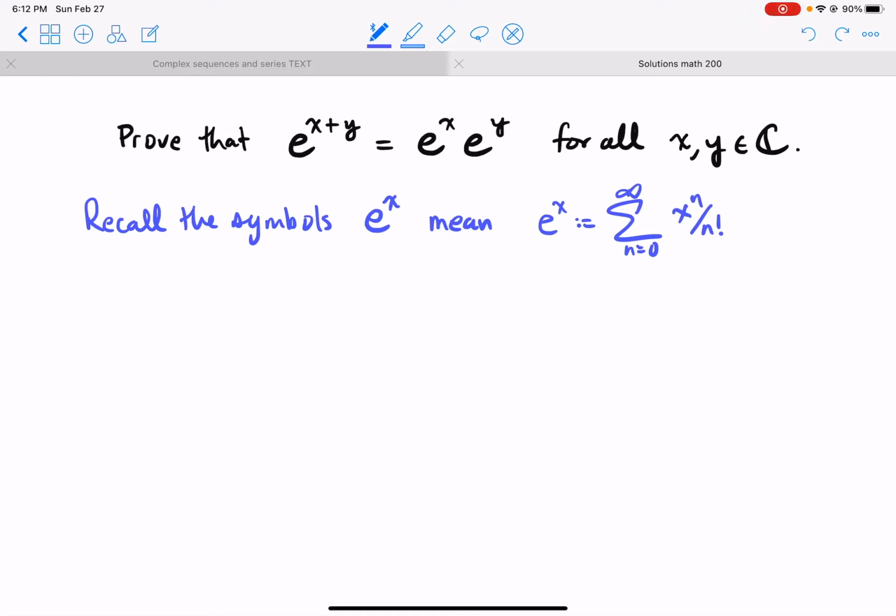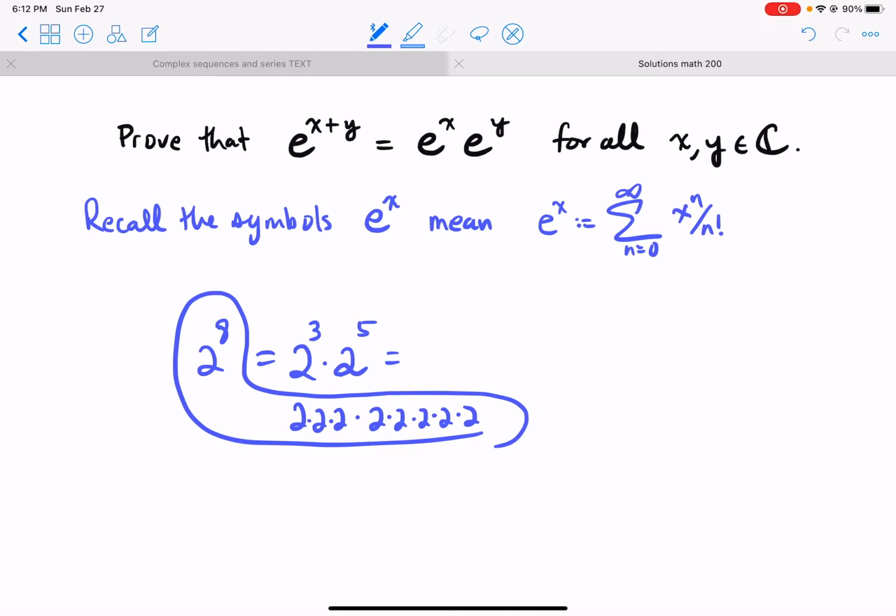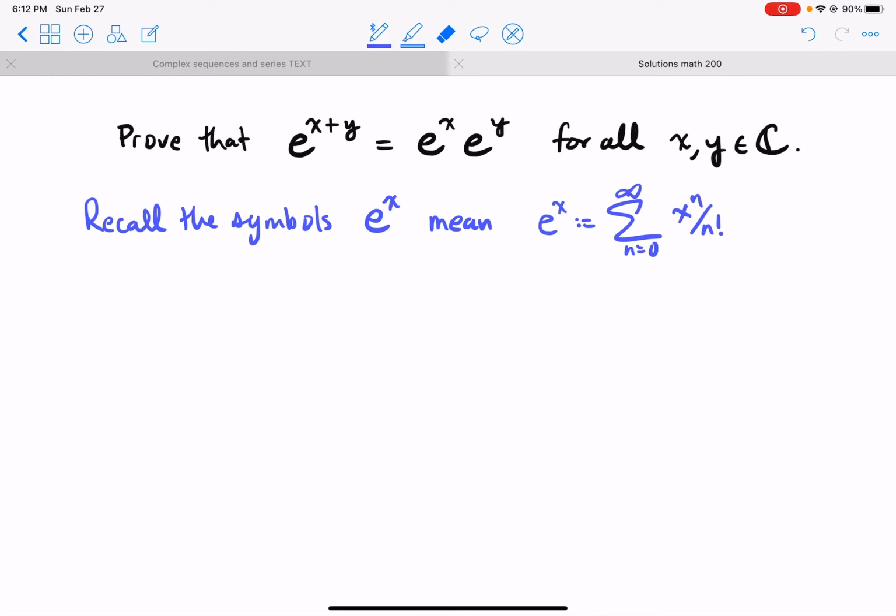This captures things like 2 to the third times 2 to the fifth is, well, I guess I should put it over here since x plus y. Anyway, there's 8 of them. So 2 to the third is 2 times 2 times 2. 2 to the fifth is 2 times 2 times 2 times 2 times 2. And that is, in fact, 2 to the eighth. But this only works for integers. And so, in fact, it's true for any complex numbers. And so let's prove this now.